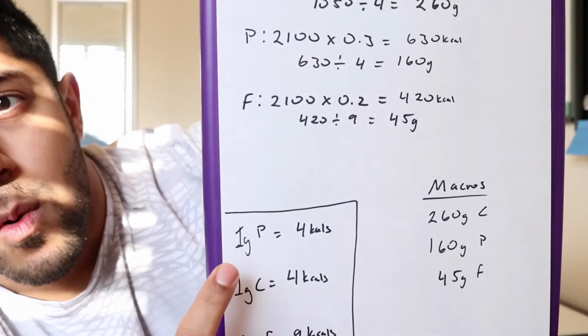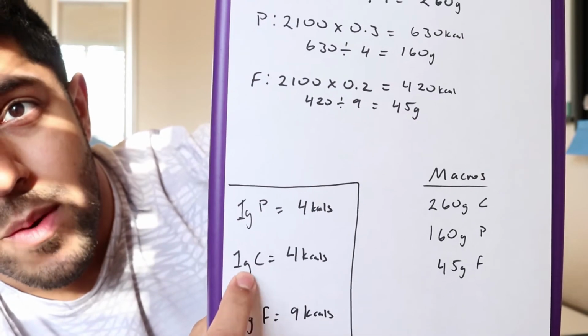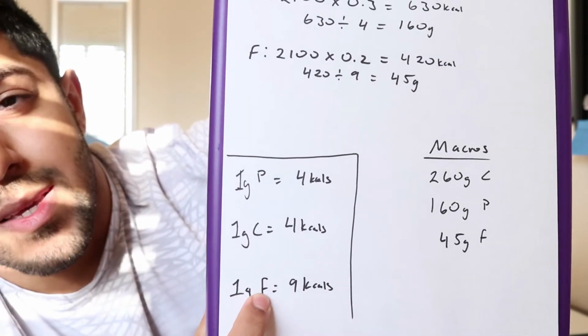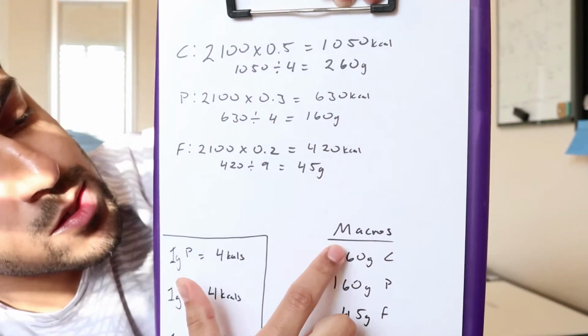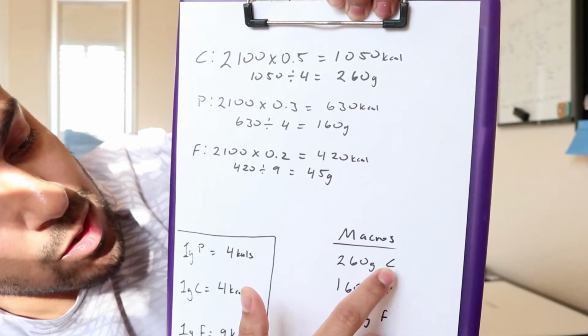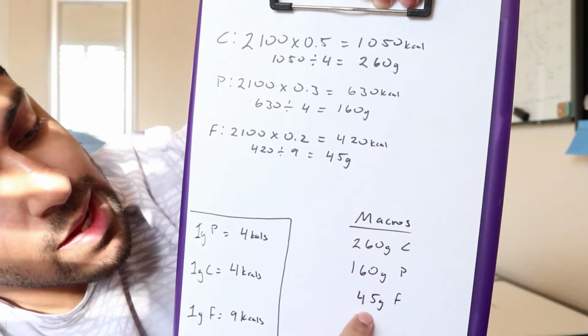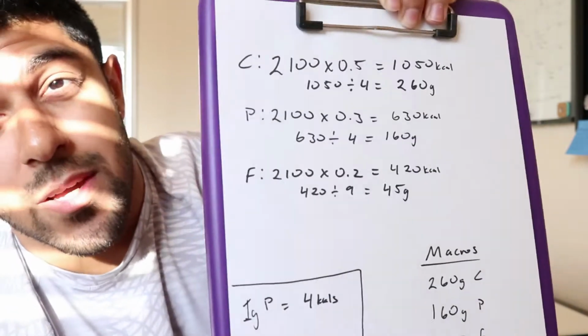And again here, 1 gram of protein is 4 calories, 1 gram of carb is 4 calories, 1 gram of fat is 9 calories. So my macros would be 260 grams of carbs, 160 grams of protein, and 45 grams of fat. So that's how you do the math.